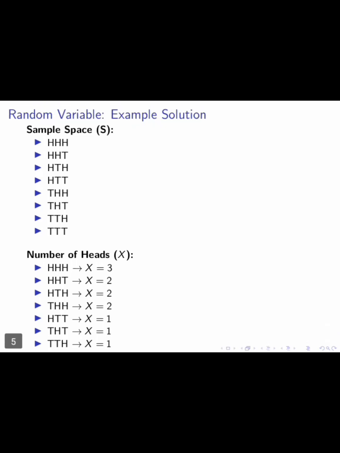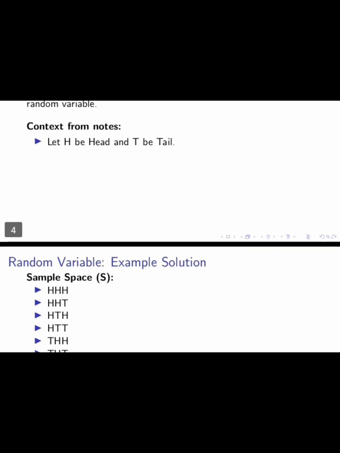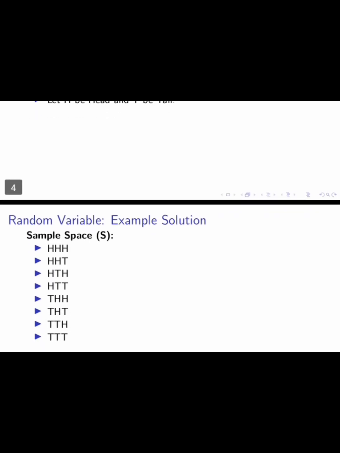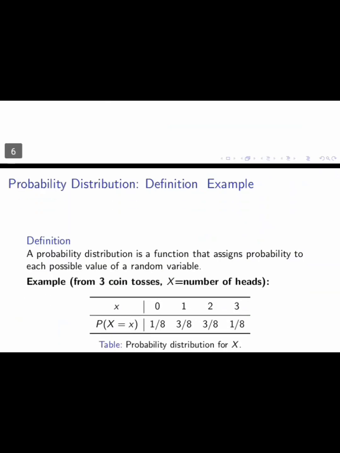Now let's go back to the definition of random variable. When a fair coin is tossed, a random variable is a function that associates a real number with each element in a sample space.